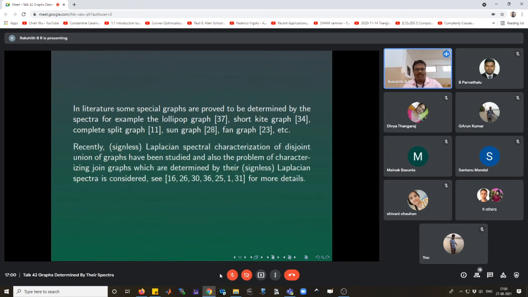And also in some recent studies with respect to the Laplacian and signless Laplacian, some disjoint unions of graphs have been studied for spectral characterization, and also some join graphs have been studied for spectral characterization. So there are many more papers on these topics.